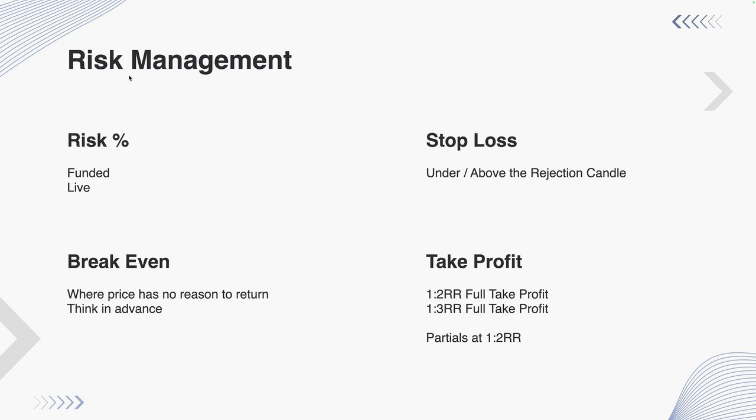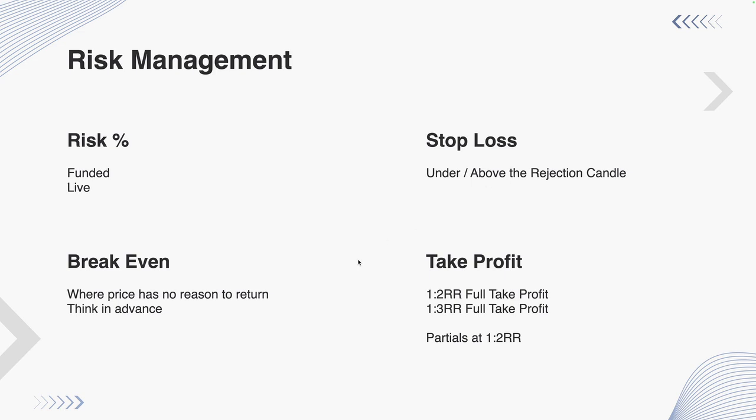Now, if we move on, we want risk management. Risk percentage, I am going to refer to the funded guide, and I'm also going to refer to a later episode in this spring enrollment as well. Then for stop loss, under or above, depends, are we bullish or bearish, above the rejection candle. What you saw me do throughout this whole video is place the stop loss under a bullish rejection candle or above a bearish rejection candle. So that is exactly where you want to have your initial stop loss.